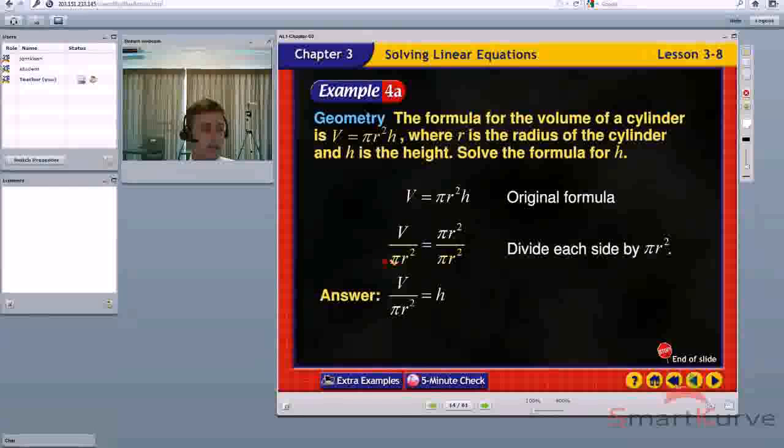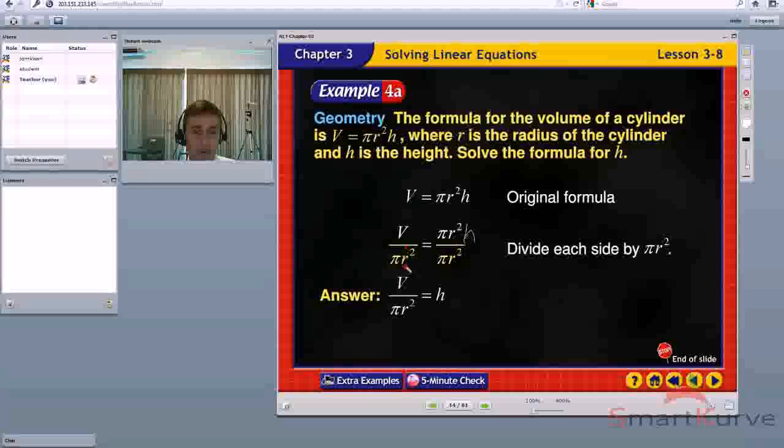The formula for the volume of a cylinder is volume equals pi r squared times height, h, where r is the radius of the cylinder and h is the height. Solve the formula for h. Well, the original formula is V equals pi r squared times h. We're just trying to find h. So now divide each side by pi r squared. There's an h right here.